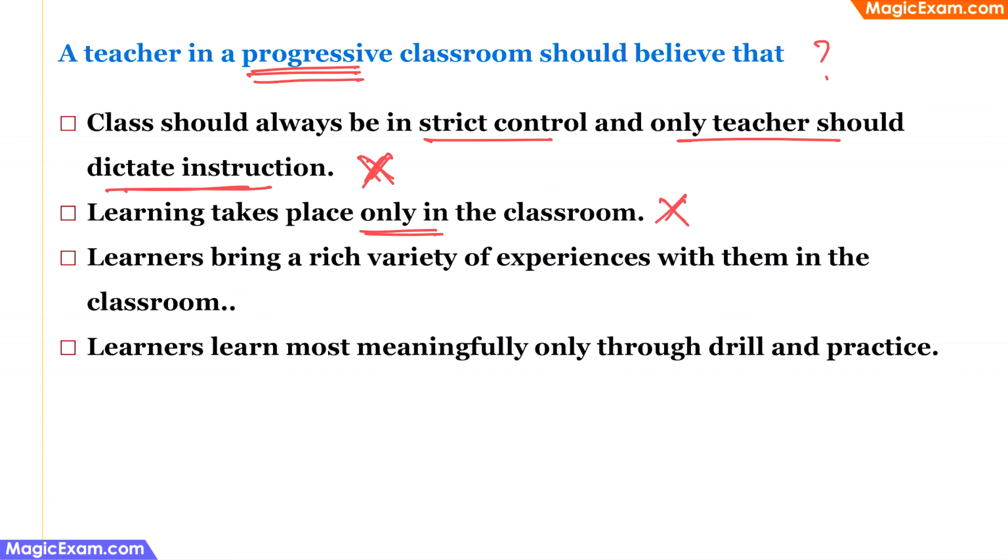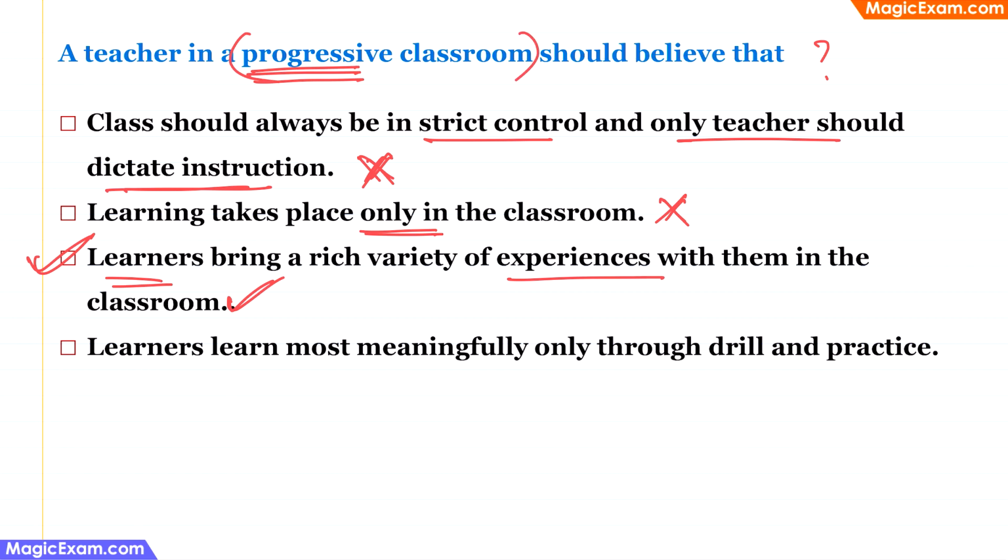Next, learners bring a rich variety of experiences with them in the classroom. This is a correct statement, because every student will have some experiences that he or she can share in the classroom. If you talk about birds, then different children can contribute in their own way and talk about the various birds that they have seen and touched, or the pets that they have. Therefore, every learner can bring his or her own experience into the classroom. This is a correct statement, and this is part of a progressive classroom where all the students get to contribute.